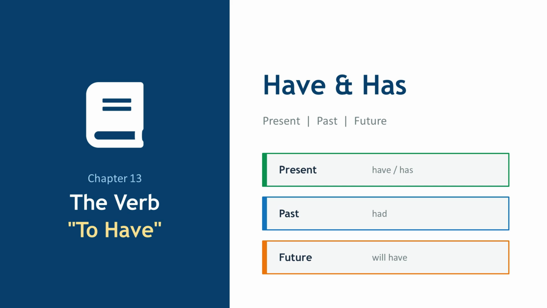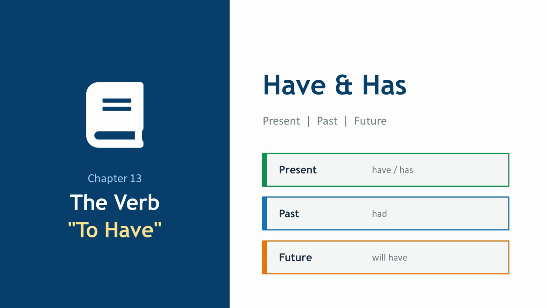Welcome to Chapter 13, the verb to have. In this lesson, we will learn how to use the verb to have in English. The verb to have is one of the most common and important verbs in the English language. We use it to talk about possession, experiences, and many other things.